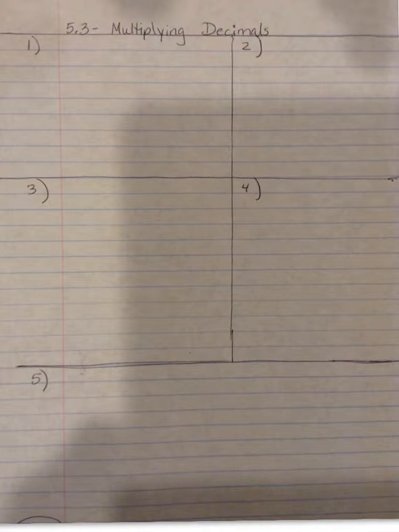Okay, so this is how we're going to set up the page for this lesson. At the top, write 5.3 multiplying decimals, and then create 5 boxes. And the bottom box will be longer than the other 4.